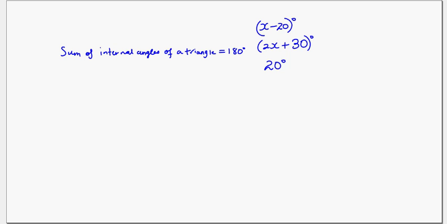We could say that this tells us, therefore, if we take x minus 20 degrees and we add to that 2x plus 30 degrees, and we add to that 20 degrees, then all three of them, when you add them up together, will give us 180 degrees. So if we could solve this equation, we could find out what x is, and therefore we will solve our problem.